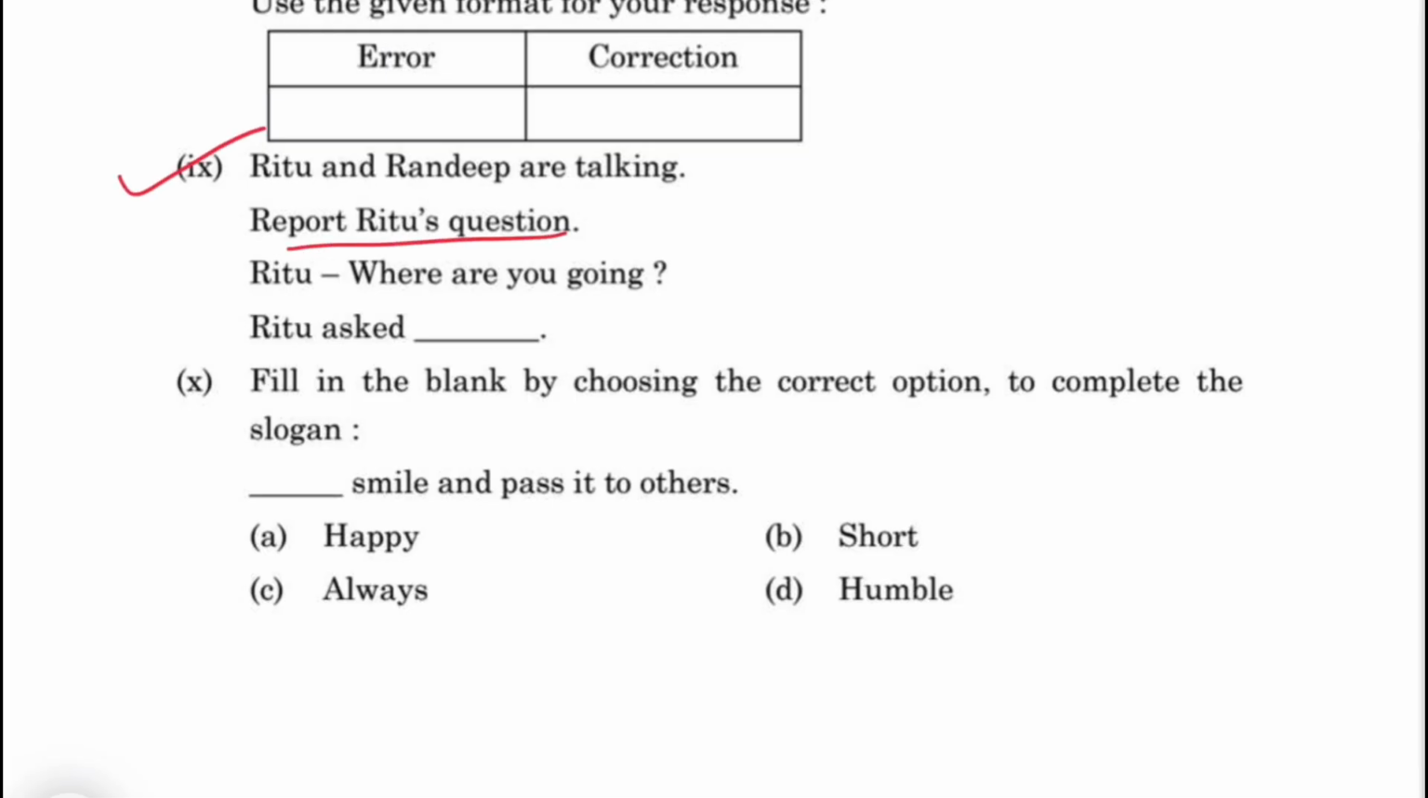Ninth, report Ritu's question. We are to change Ritu's question. Where are you going? Very simple it is. Ritu asked Randeep.